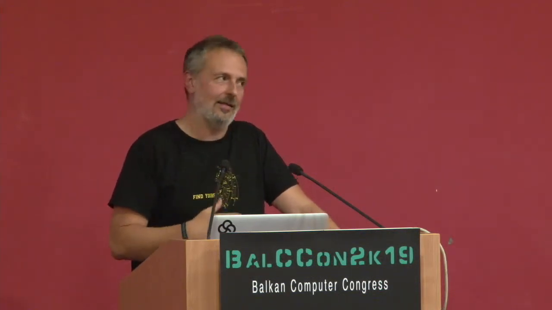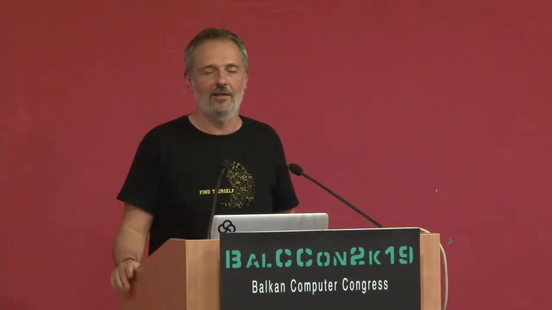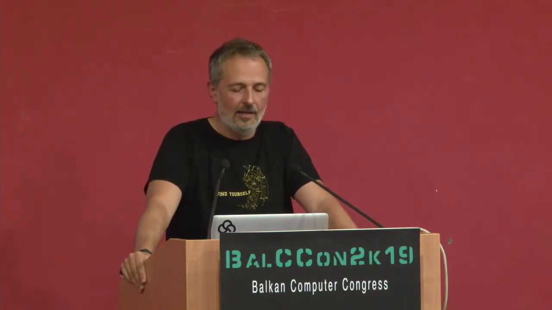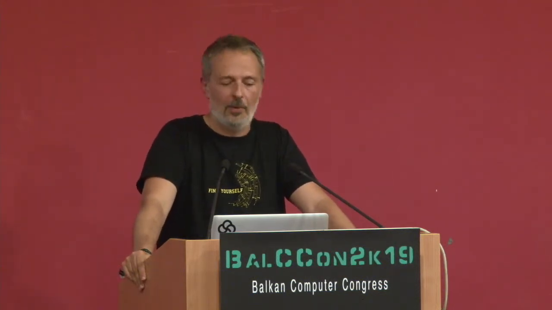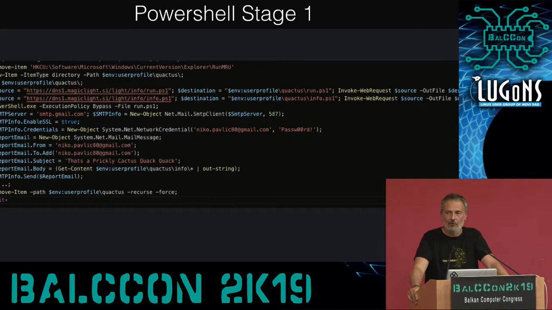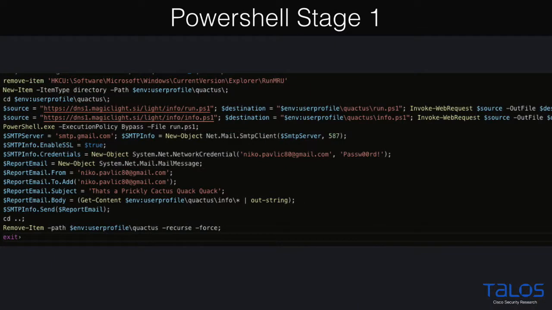Nevertheless, we think the level of whoever is doing this is not very high, so it's likely some kind of script kiddie level guy that downloaded quite a lot of the code from this GitHub page, Orions, and just modified it with their own little domain. So here we have some of the domains, magiclight.se, where they downloaded those 2 PowerShells that actually are conducting the malicious activity. And once the malicious activity is conducted, we can also see that they have hard-coded network credentials for Gmail, and they're sending with a subject that's a prickly cactus quack quack.